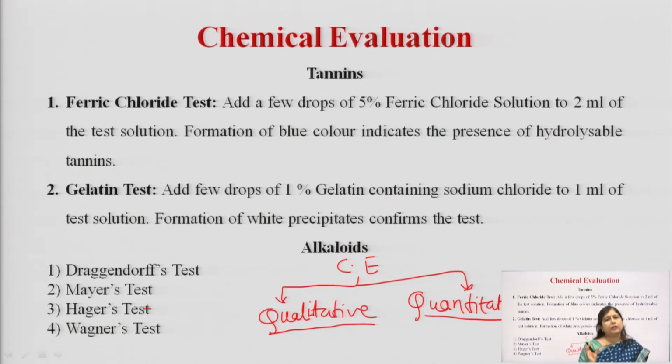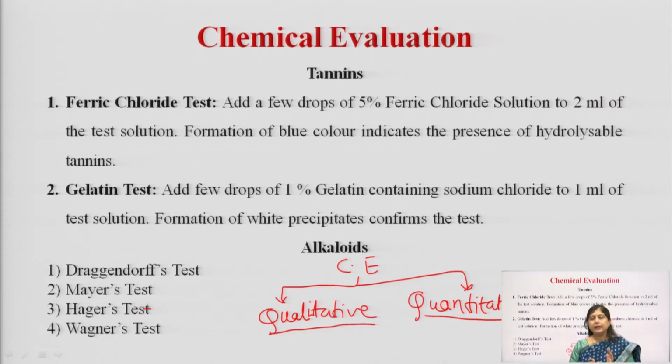But if we want to tell how much paracetamol is there, suppose it contains 500 milligram of paracetamol, we have to determine whether it contains 500 milligram of paracetamol or not. That is the quantitative chemical evaluation. So, the key difference is whether it is paracetamol or not, and if it is paracetamol, in how much quantity it is present. That is how we can differentiate between qualitative evaluation and quantitative evaluation.